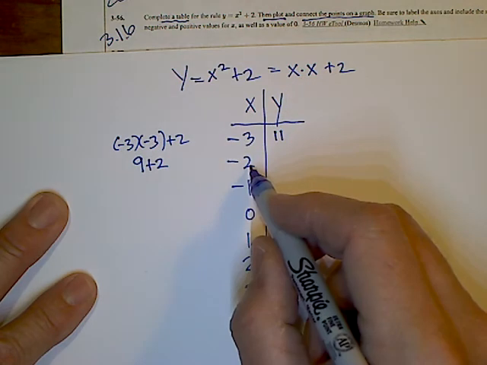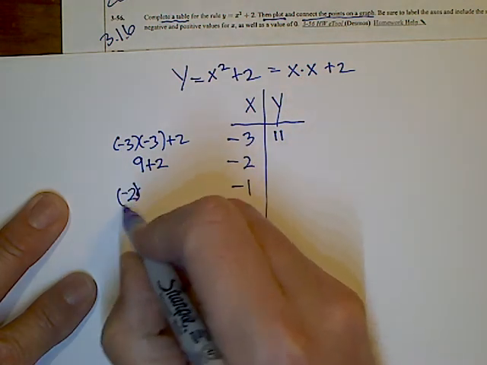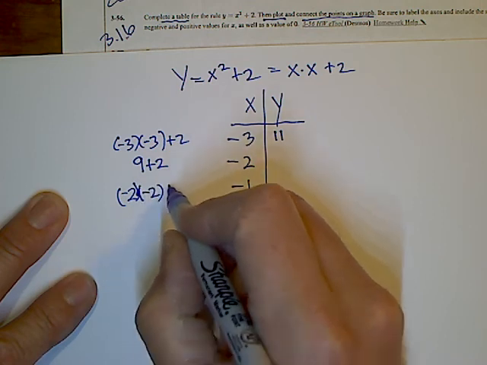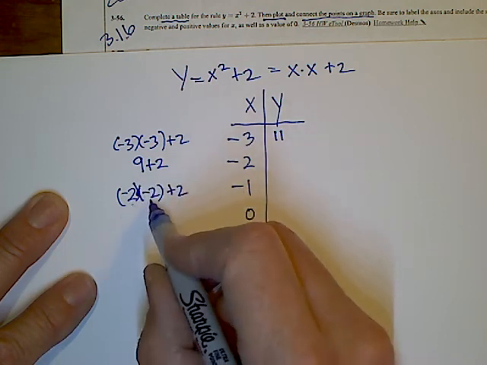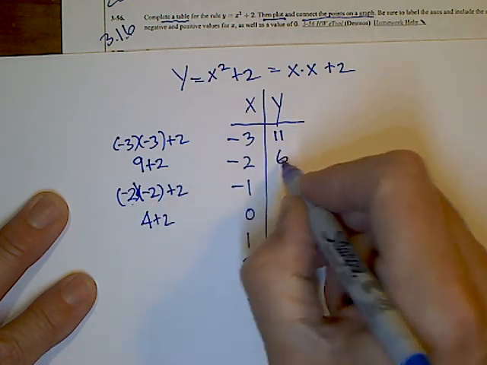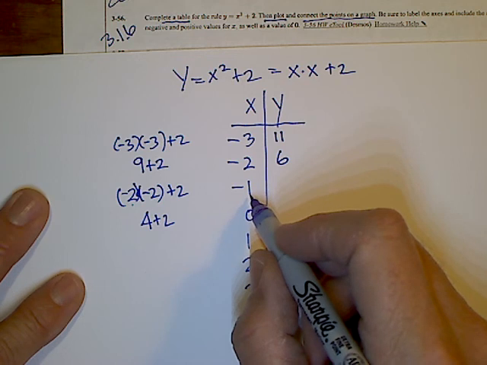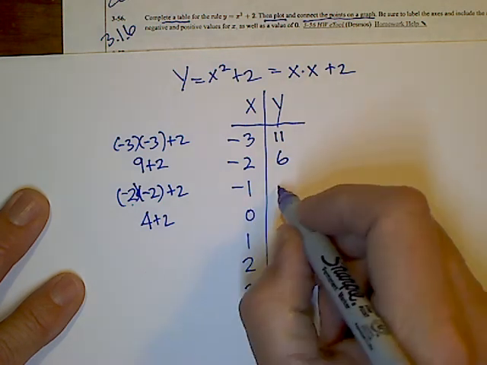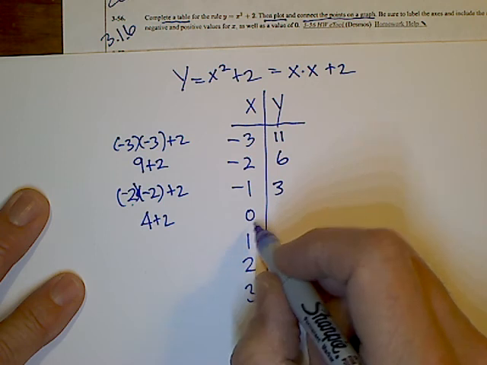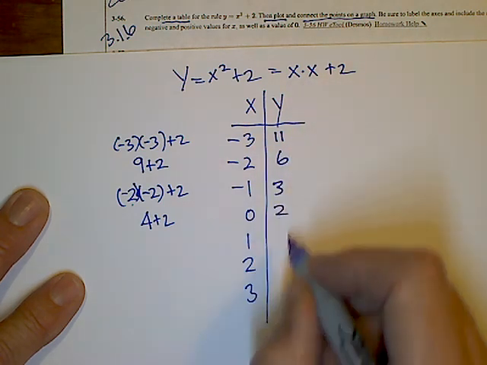So in this case, negative 2 times negative 2. I'll show one more. Negative 2 times negative 2, then add 2. Remember, a negative times a negative is a positive. So it's positive 4 plus 2, which you'll get 6. Then negative 1 times negative 1 is positive 1, plus 2 is then 3. And when you put a 0, 0 times 0 is 0. So add 2, you get 2.